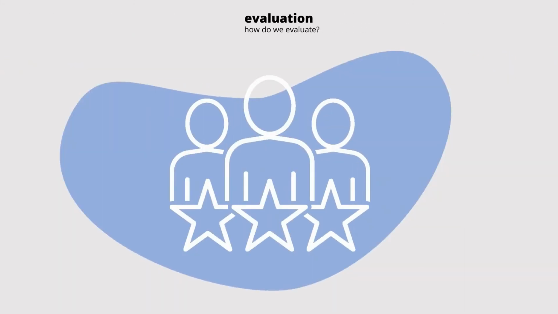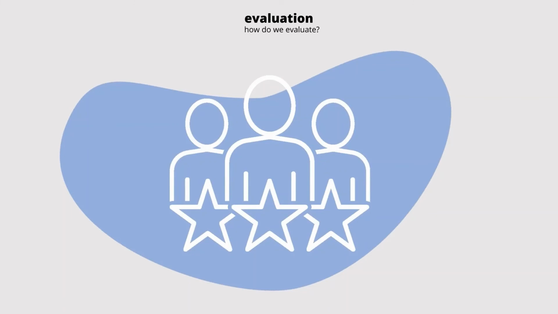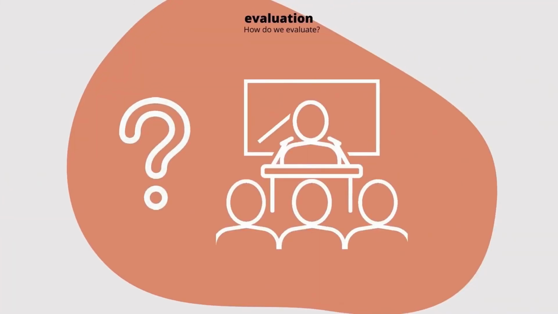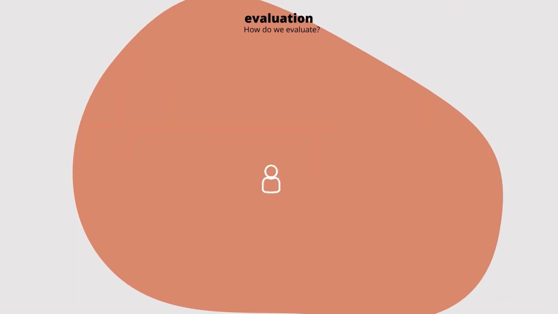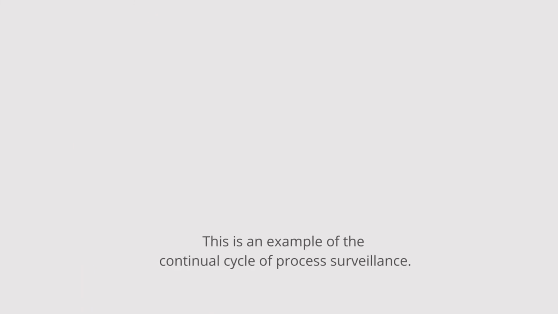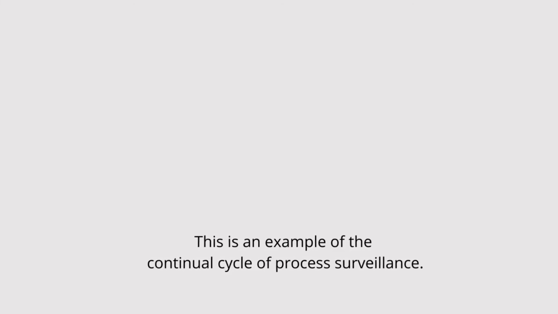Feedback was requested by the infection control lead on any suggestions or improvements the staff felt necessary to improve the auditing program. Auditors that had questions were allowed to partake in additional audit training sessions, and they could buddy up with another auditor to ensure consistent auditing practices were taking place. This is an example of the continual cycle of process surveillance.